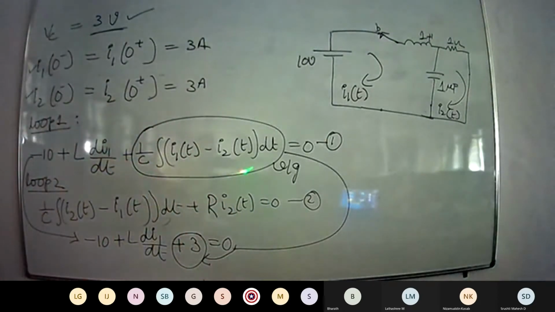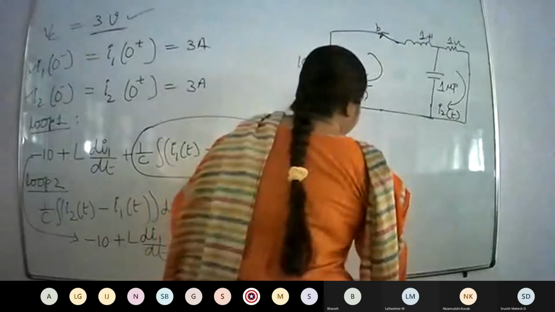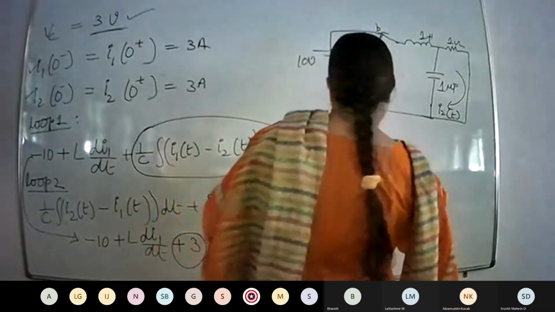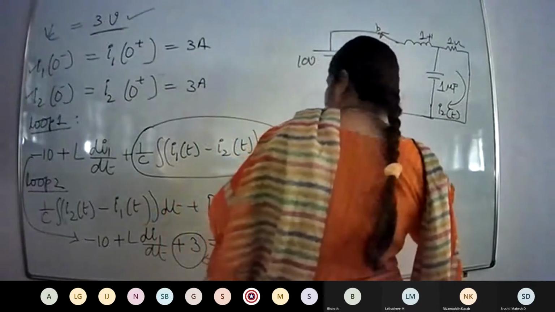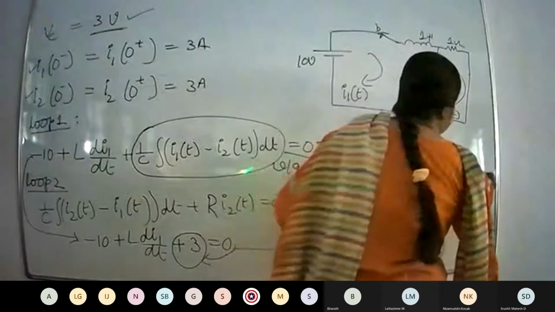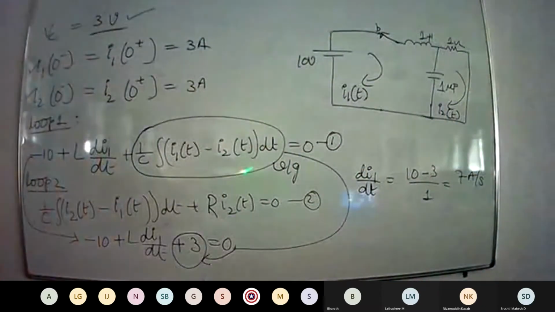Now how much is di1 by dt? Shifting to the RHS, di1 by dt is nothing but 10 minus 3 divided by 1, which is 7 ampere per second. So we got one current and one derivative.